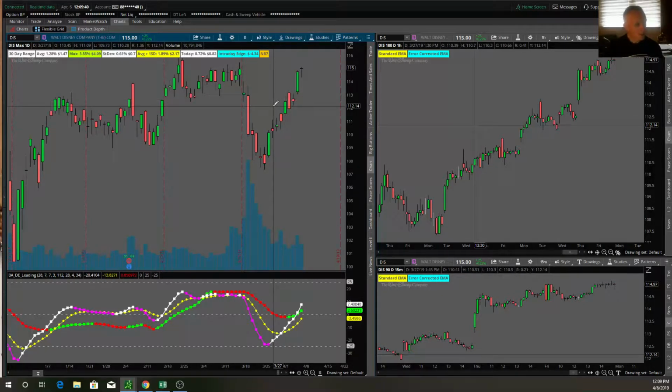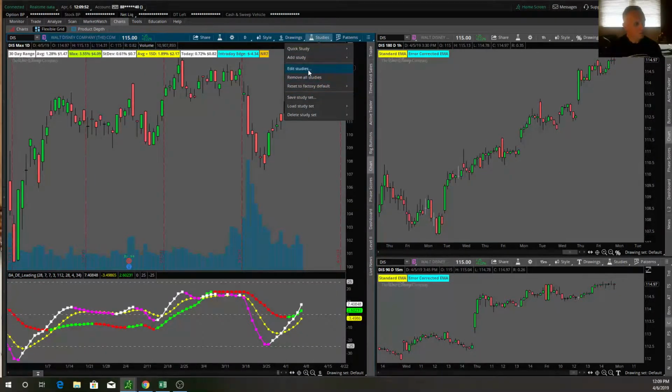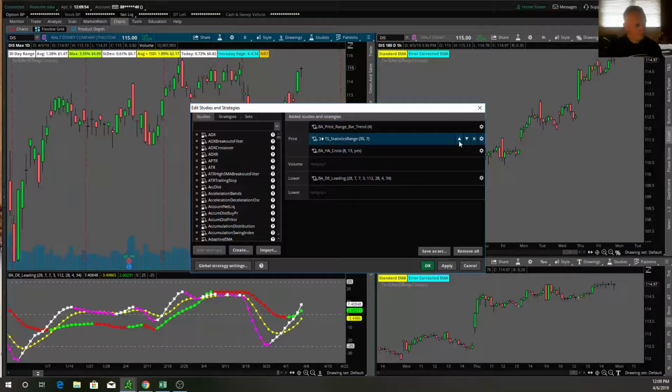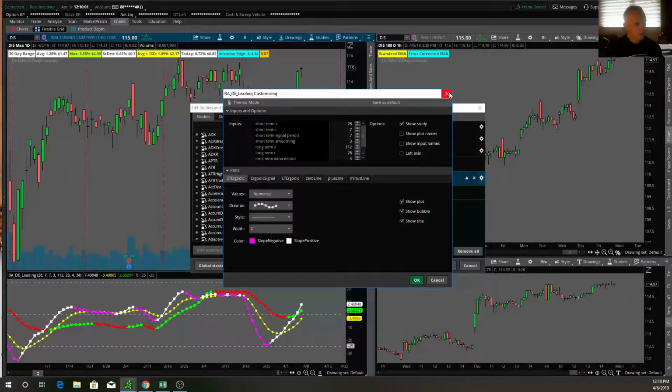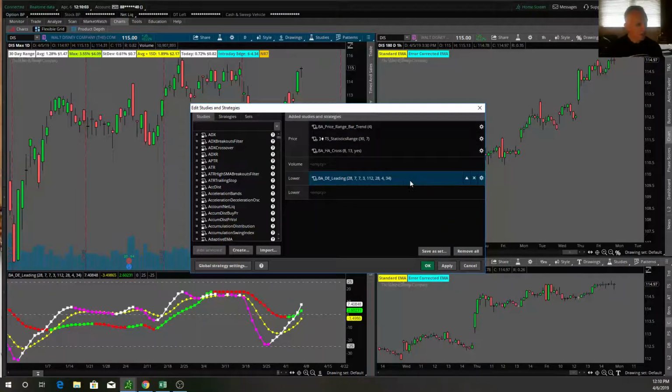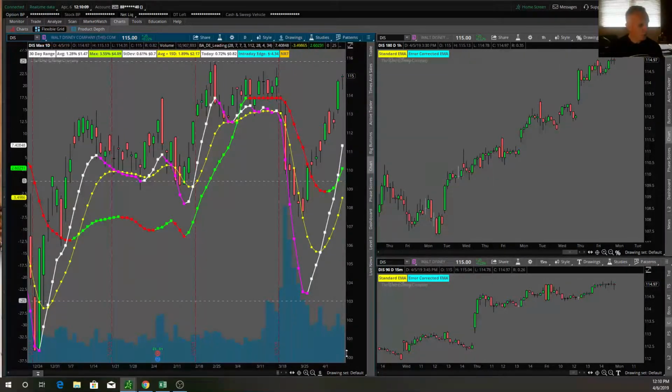Again, it will be up to you. Here we got an NR7 on Disney. So anyway, that's the DE leading indicator on the daily time frame. And if you want to move this up to the price chart, just drag it up: left click, hold it, move it up, and that's what it looks like right there.